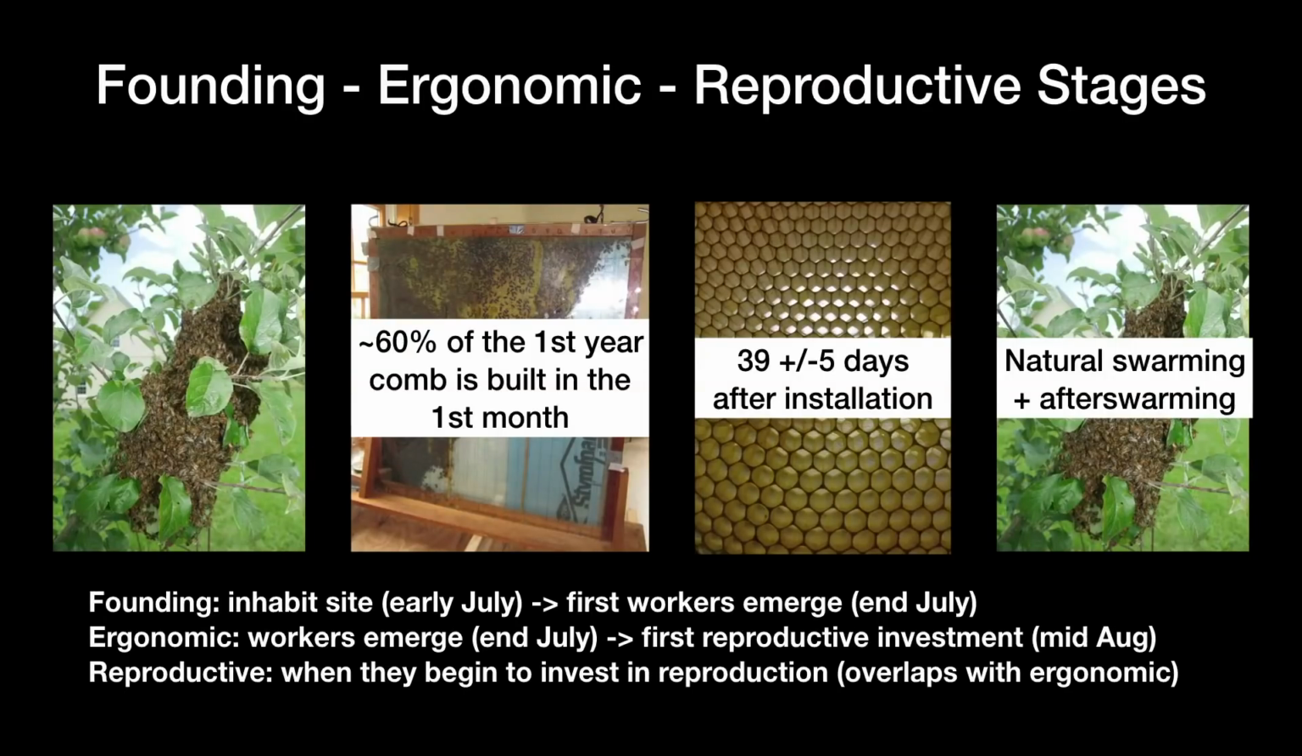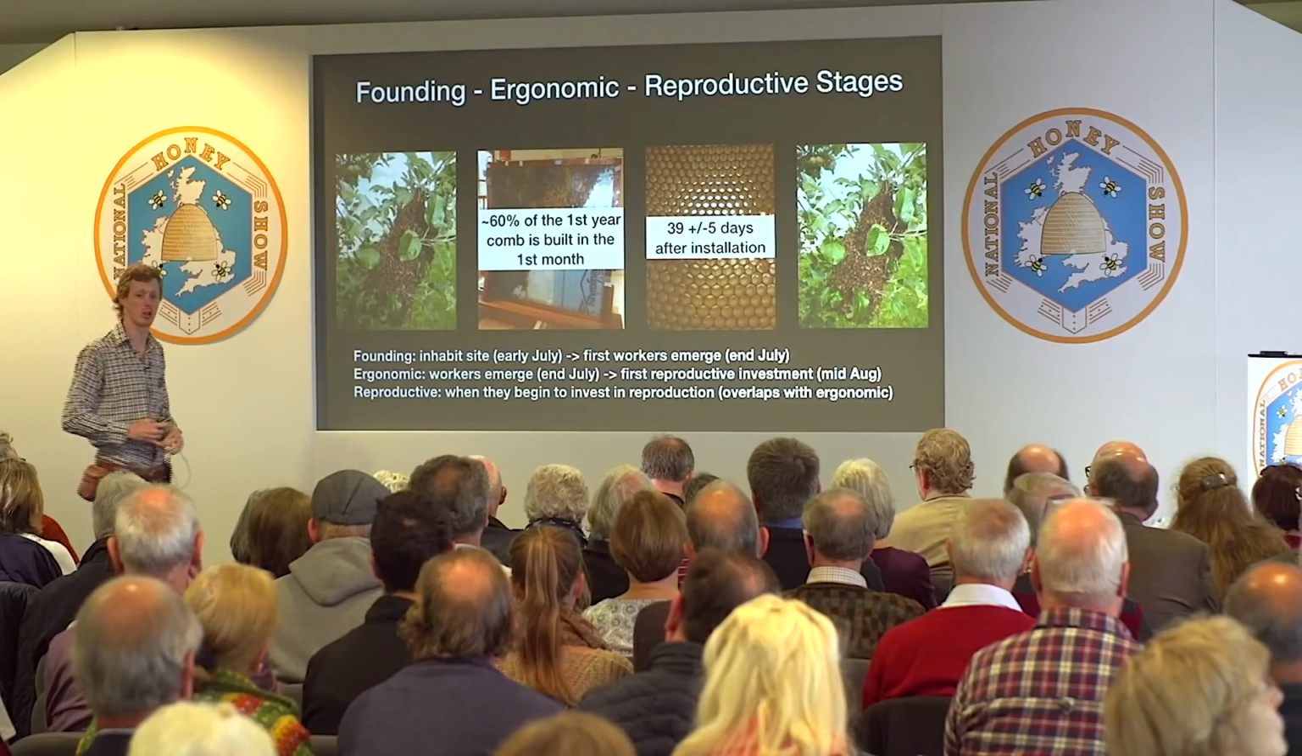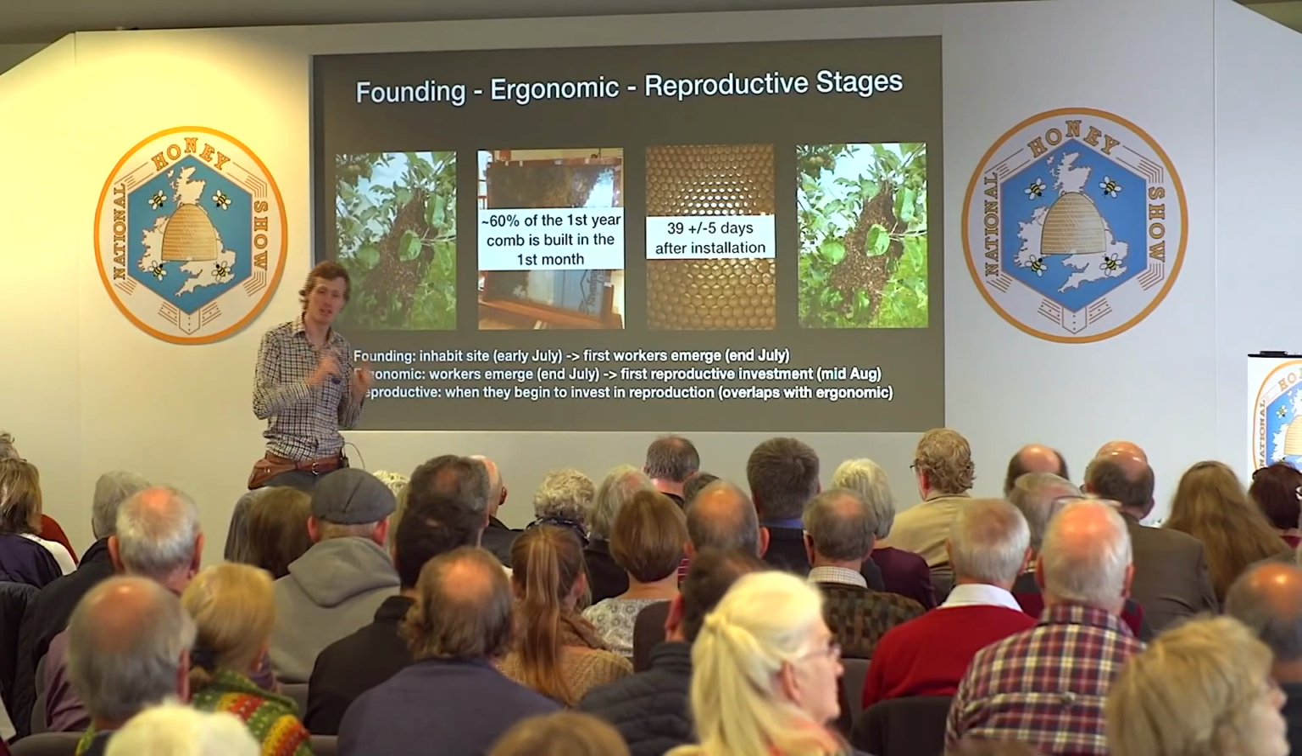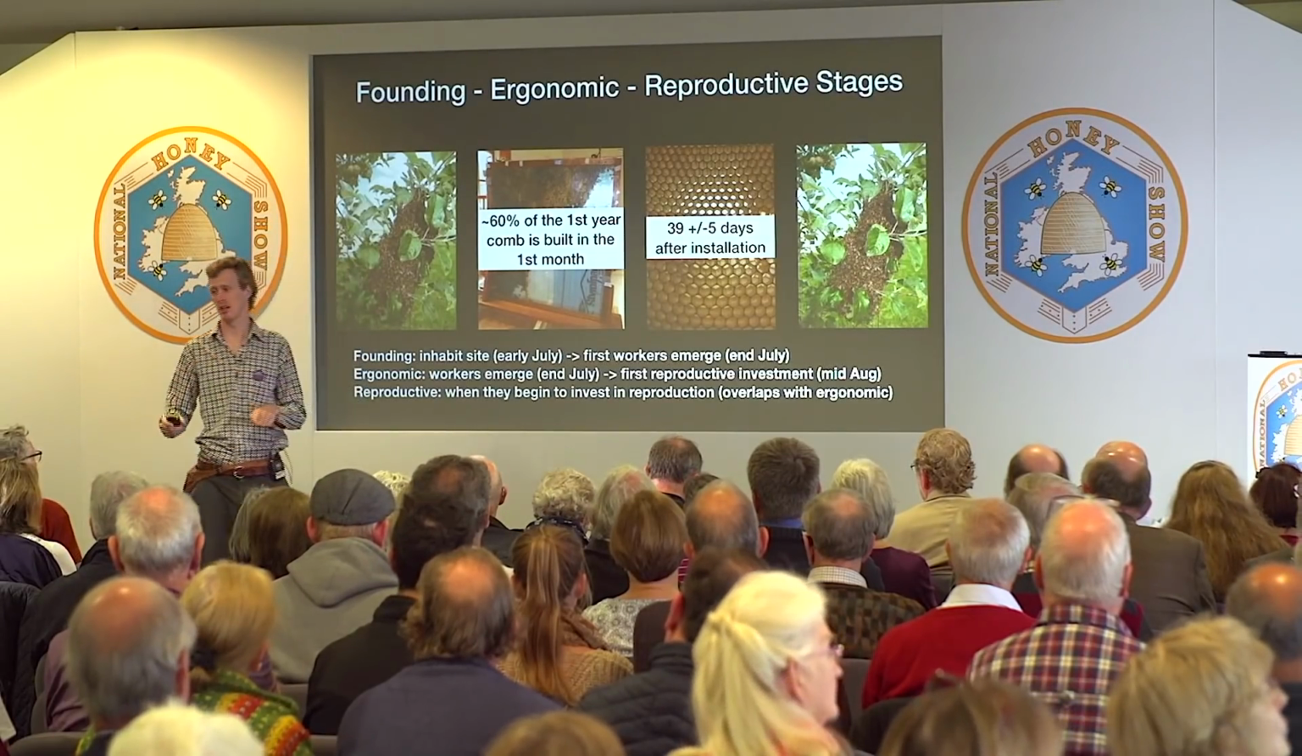Surprisingly, in the 4 colonies, 39 plus or minus 5 days is when they start investing in drone comb. And keep in mind that this is mid-August. They were still building drone comb in mid-August. They are making that investment this year, even though they're not going to use it until next year.